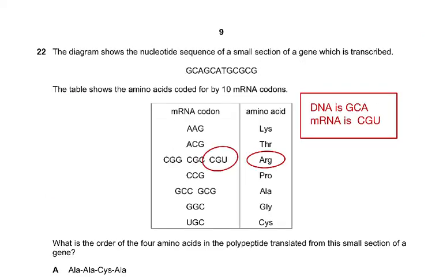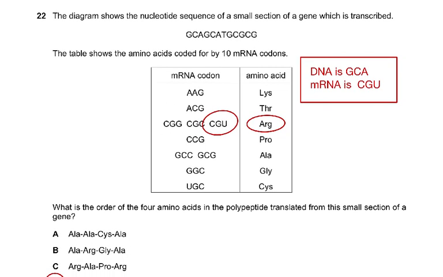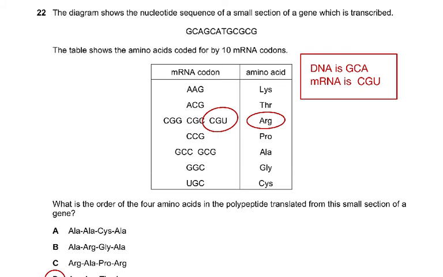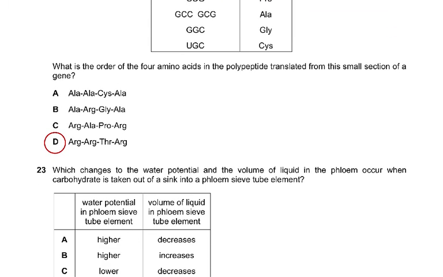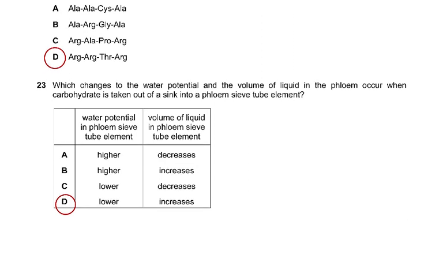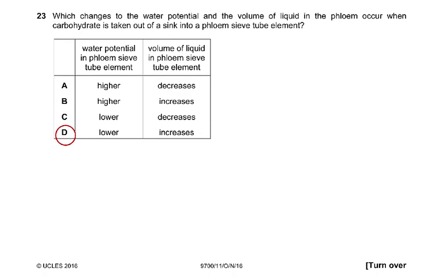Then we come to question 22. Question 22 was simple. You had to do DNA is GCA, mRNA is CGU. So you have to figure this out. So this was the answer to that. Then question 23, which changes in the water potential and the volume of liquid in the phloem occur when carbohydrate is taken out of a sink into a phloem sieve tube element? And this has come in a previous question as well. The water potential will be lower, and of course, it will increase the volume of liquid.